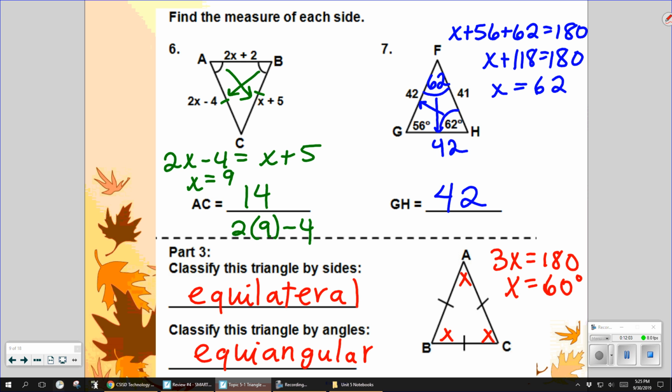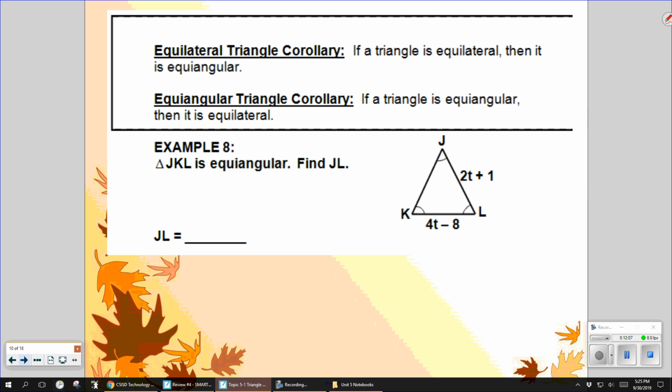So if it's equilateral, it's equiangular. It's equiangular, it's equilateral. Okay, so those are these corollaries. The equilateral triangle corollary says if a triangle is equilateral, then it's also equiangular. And the equiangular triangle corollary is if a triangle is equiangular, then it is also equilateral.